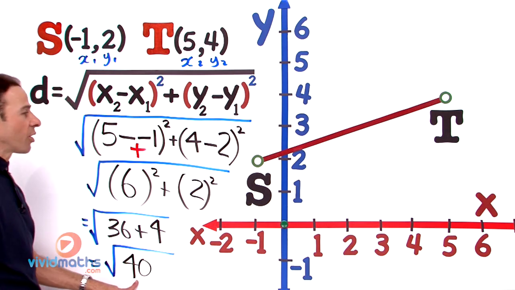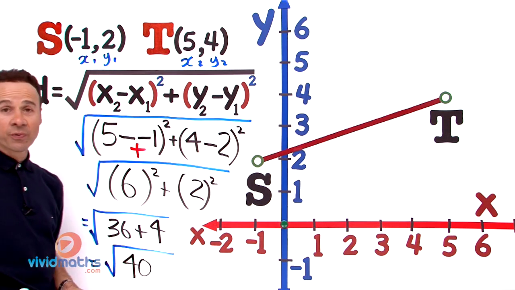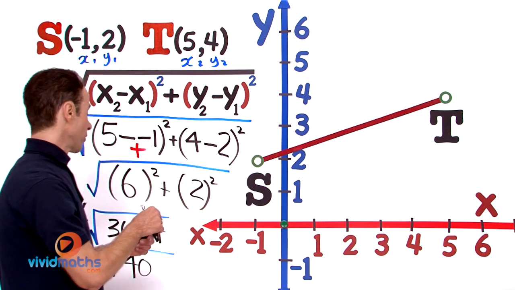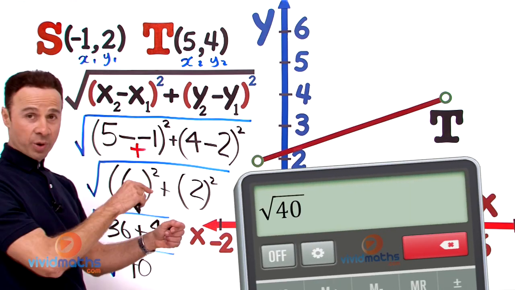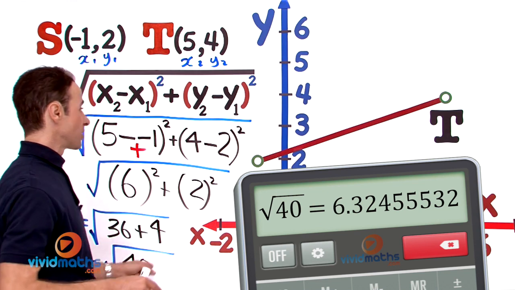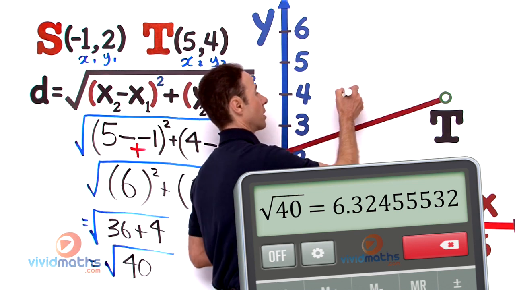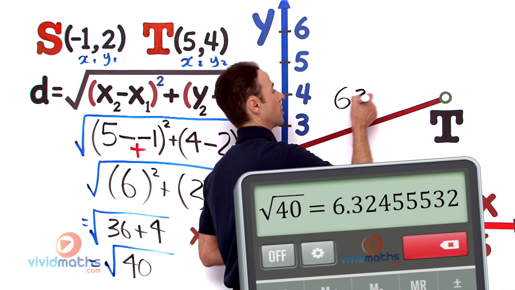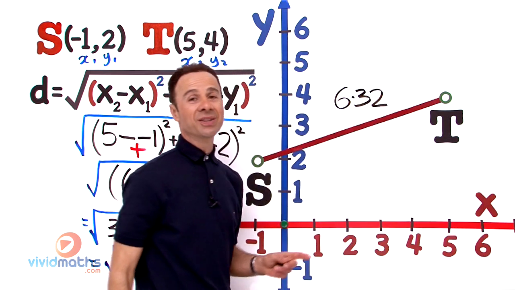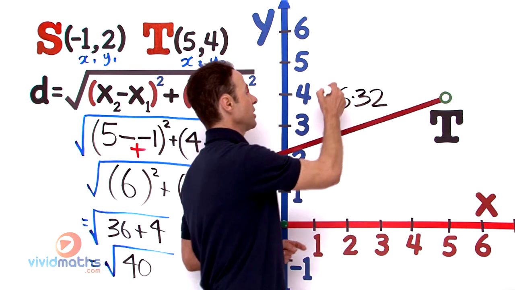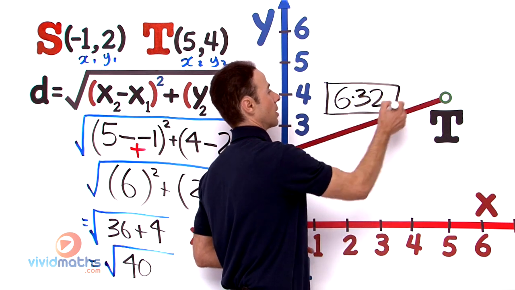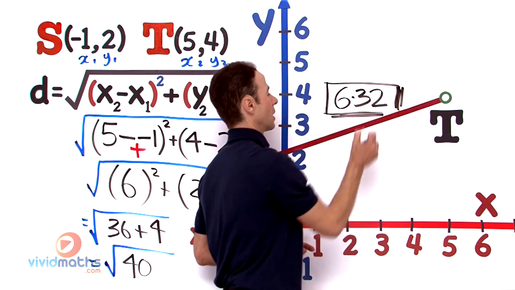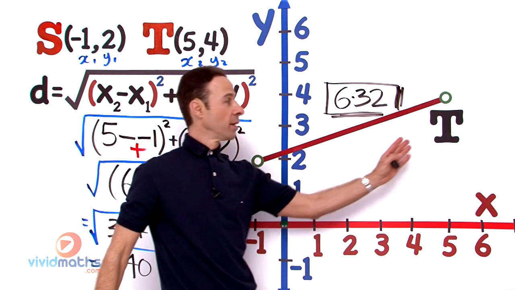Now all we need to do is go on the calculator and work out the square root of 40. On the calculator, that's first square root, then 40. That's going to give us, to 2 decimal places, 6.32 units for the distance between S and T.